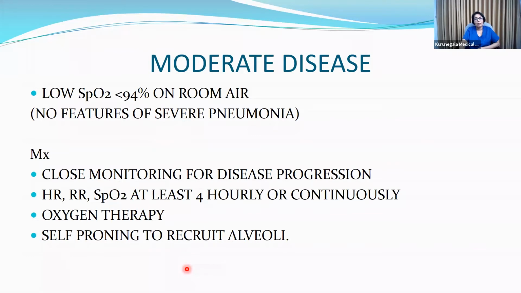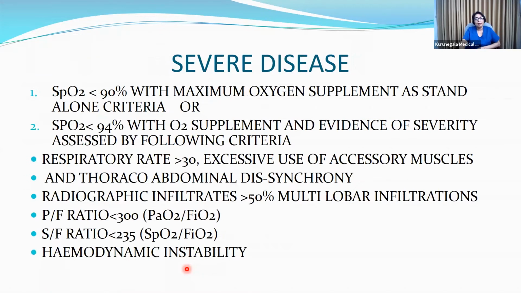Severe disease. In this case, patient's saturation is less than 90% with maximum oxygen supplement as standalone criteria, or patient saturation is less than 94% with oxygen supplement and evidence of severity assessed by the following criteria. What are those criteria? Patient's respiratory rate is more than 30. He is using excessively his accessory muscles. Thoracoabdominal dysynchrony is there. There are radiographic infiltrates involving more than 50%, multilobar infiltration.